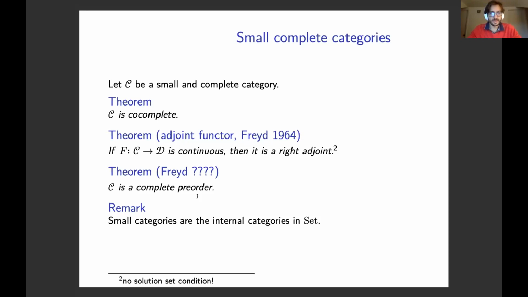So we might remember that a small category is nothing else than an internal category in the category of sets. And so the idea is that we look into internal category theory to find a solution to this issue: we want small and complete categories, but there are not enough of them.